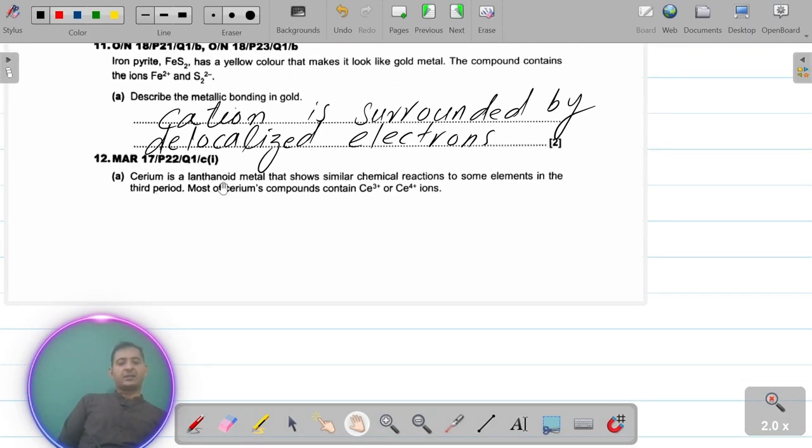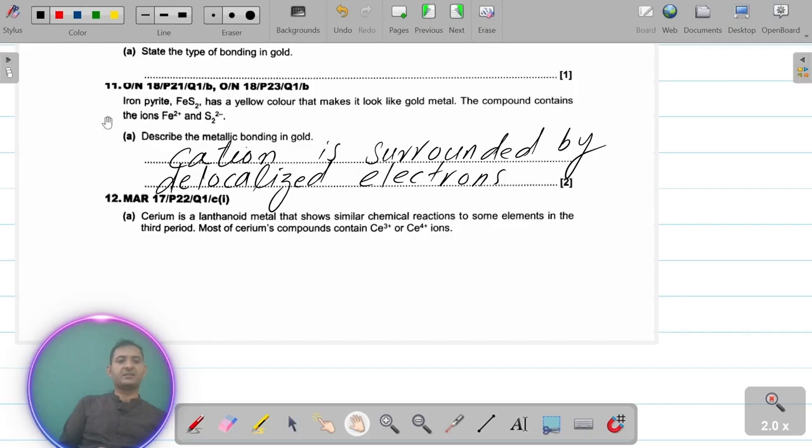Cerium is a lanthanoid. Lanthanoid means it is part of the lanthanum series. If you see the atomic number of lanthanum, I think it is 57, and from 57 onward the elements are known as lanthanoids. They show similar chemical reactions to some elements in this period. Most cerium compounds contain Ce3+ because it is a transition metal, so it can have variable oxidation states.